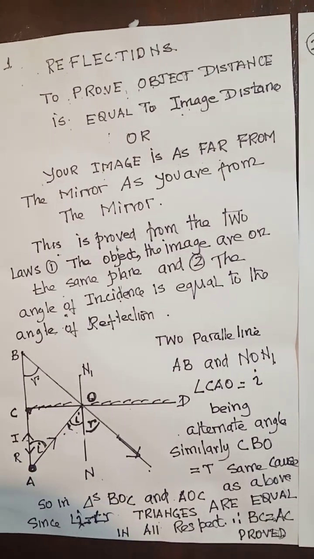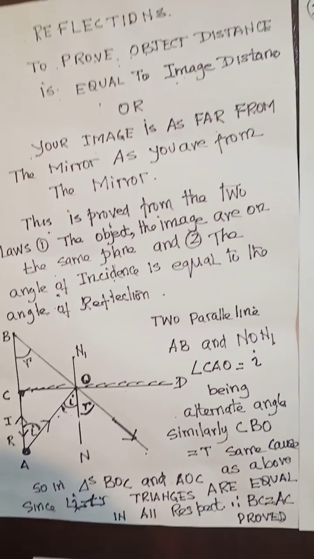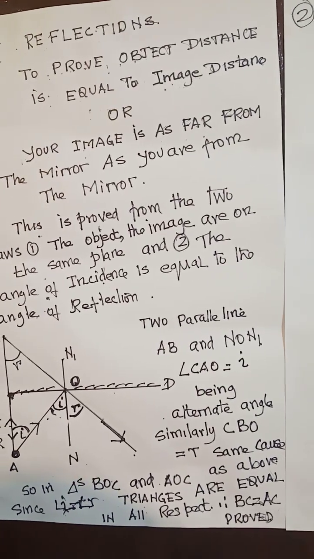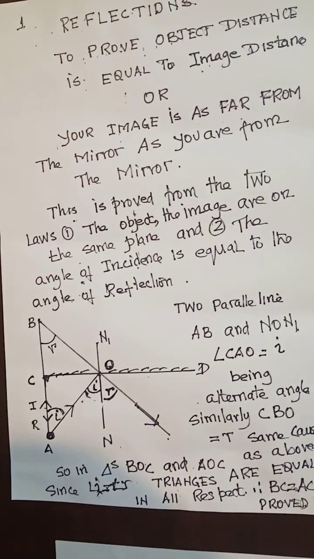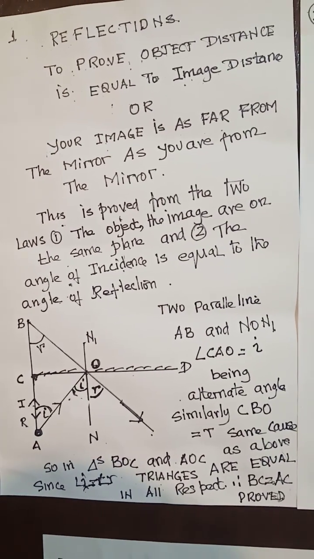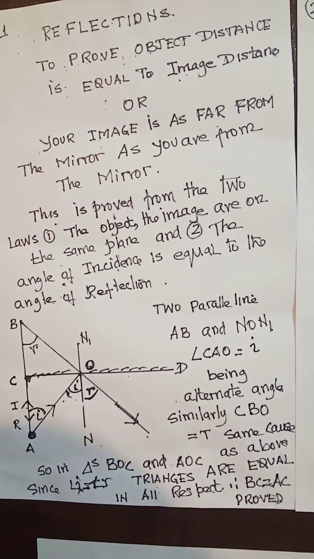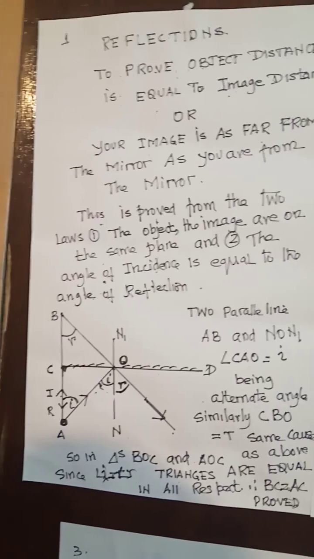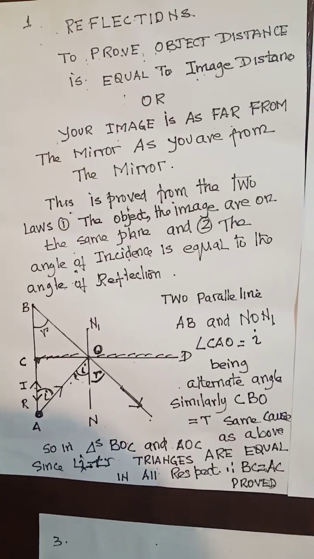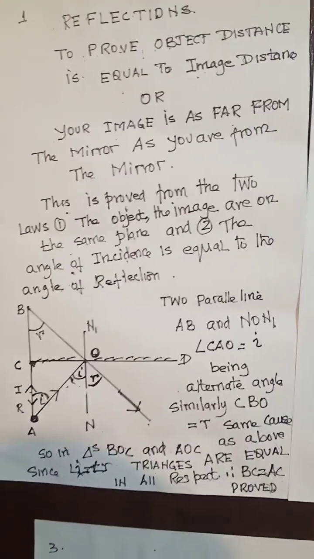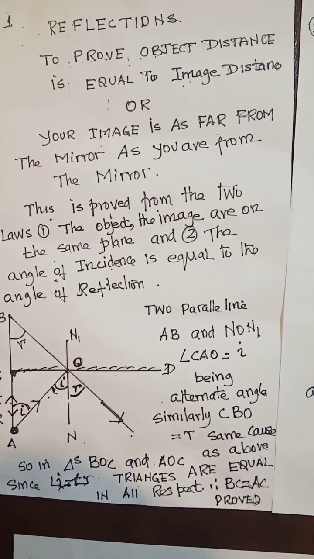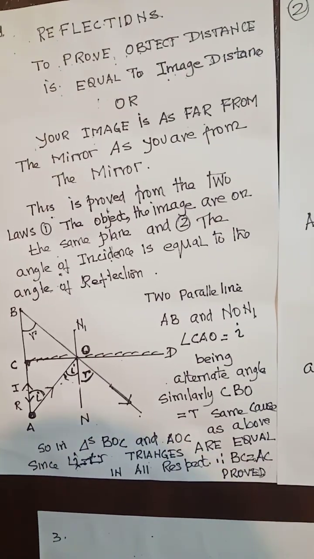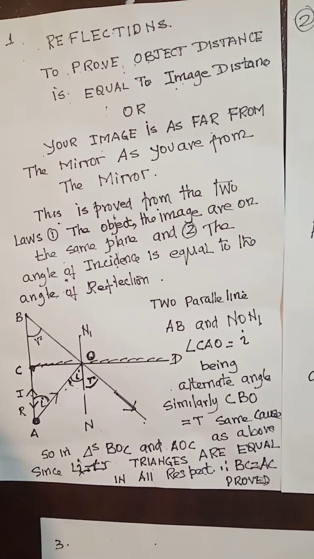In layman's concept, your image is as far from the mirror as you are from the mirror. This is proved from the two laws. The object and the image are on the same plane, that we know. If we don't have them on the same plane, we cannot do the experiment. And number two, the angle of incidence is equal to the angle of reflection.